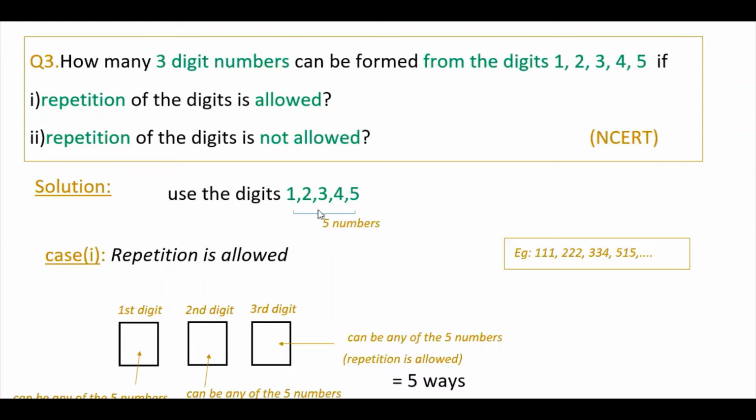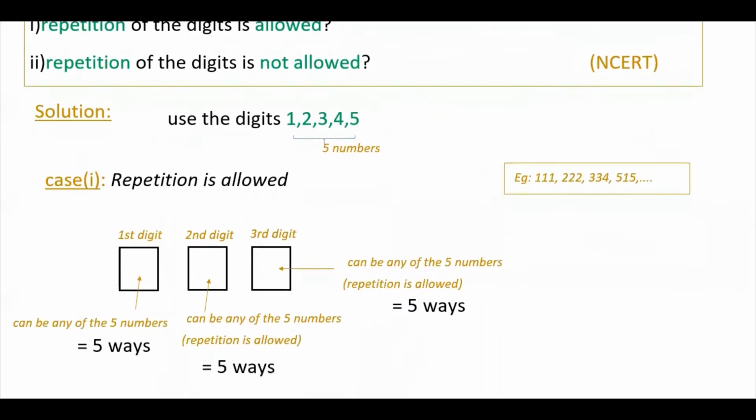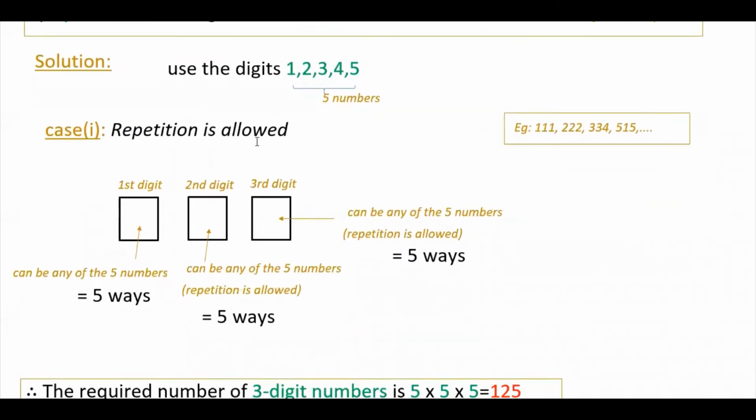So first, take these numbers, the digits we use. Those are 1, 2, 3, 4, 5. So total 5 numbers. Here it is a 3-digit number and repetition is allowed. So you have to put 3 boxes, and in the first box you can write any of these numbers 1, 2, 3, 4, 5. So 5 ways. And since repetition is allowed, you can write in the second digit also 5 ways. Any of these numbers you can write.